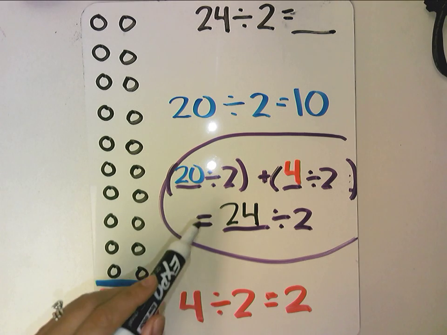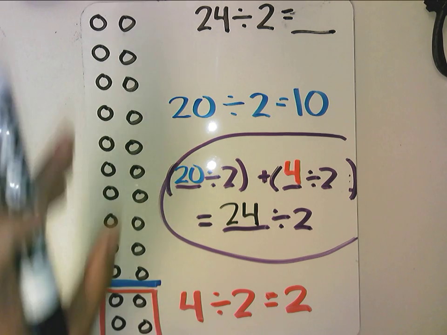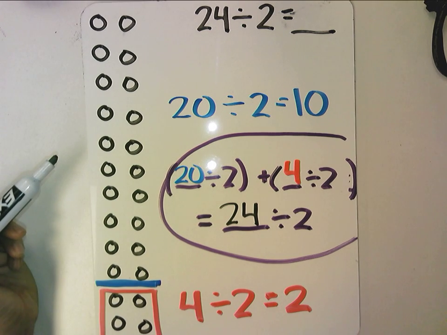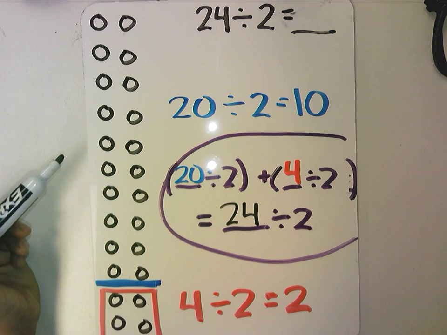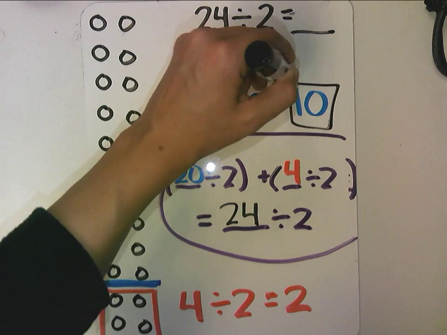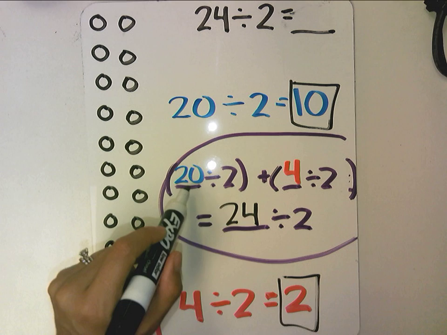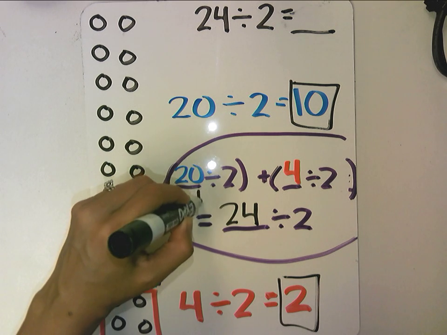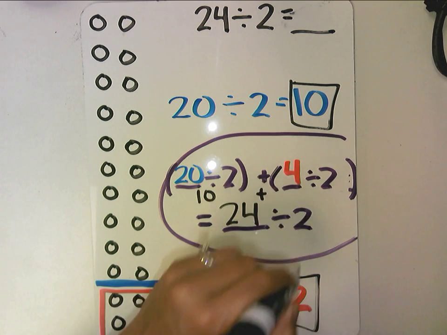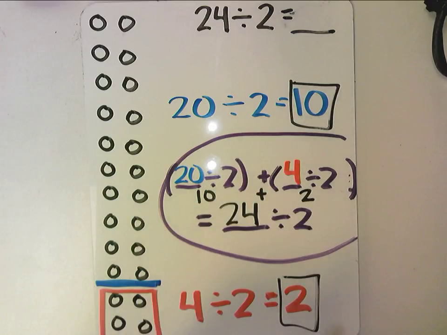So we've distributed our array into two different parts. We broke it into two different parts. Really small right below, we're going to write our answers, and we have our quotients or our answers to each equation at the end. We already solved them. So 20 divided by 2 is 10, plus 4 divided by 2 is 2, equals 24 divided by 2.